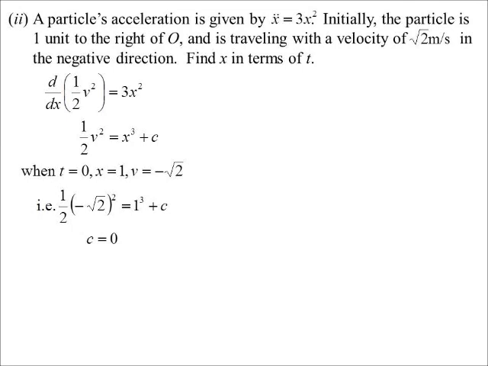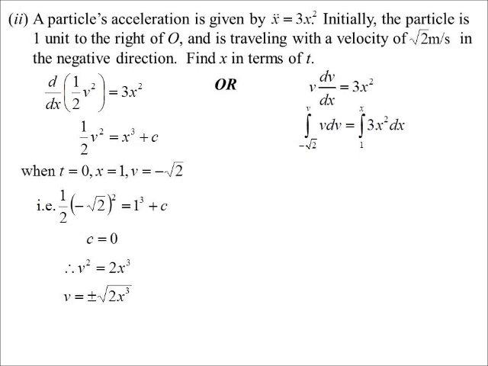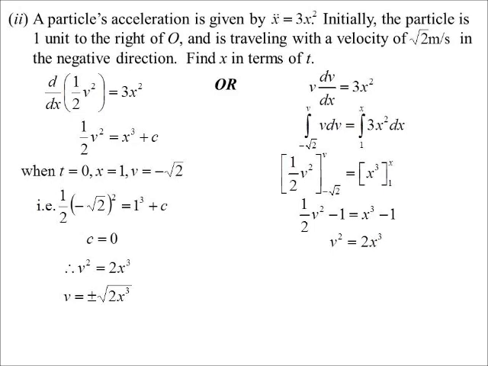Look, don't assume the constant's always going to end up being 0, okay? So it's a little equation, v squared equals 2x cubed. So again, velocity is plus or minus the square root of 2x cubed. If I did it as a definite integral, then I'd start with v dv dx. I'd separate my variables. Again, I'm matching up those limits to the initial condition. When x equals 1, v is -√2. Integrate both sides, substitute in, and I come up with the same answer. v squared is 2x cubed.